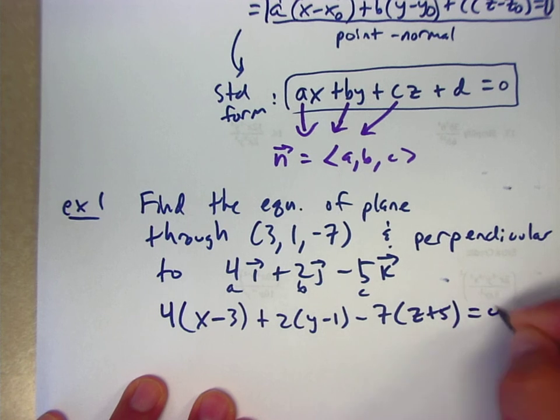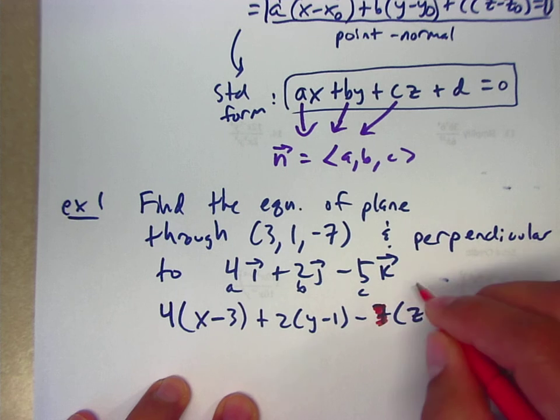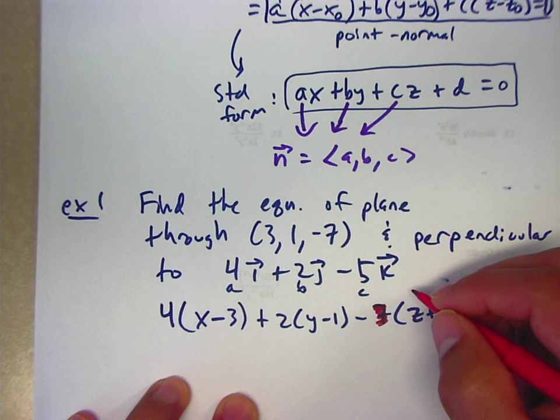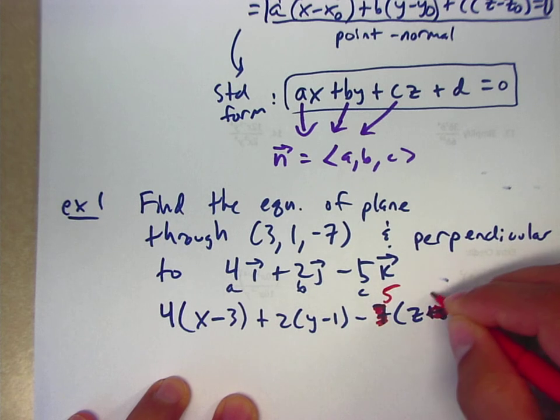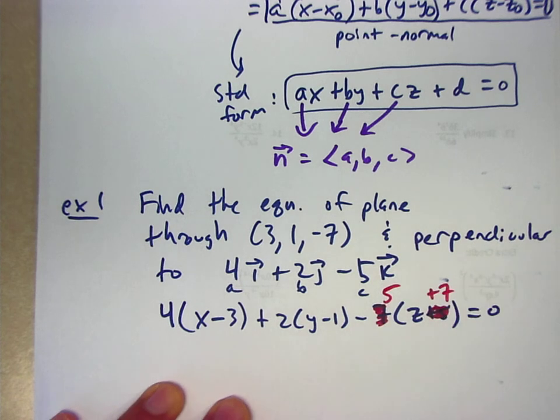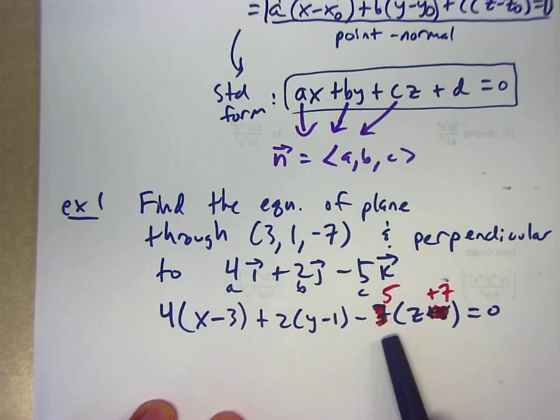And set it equal to 0. This would be the equation in point normal form. Oop, just caught something. Accidentally switched these. This should be minus 5, and this should be plus 7 in here. Sorry about that. Okay, the components are 4, 2, negative 5, so that's the a, the b, and the c. And now we're looking good. Okay, so that's the equation in point normal form.